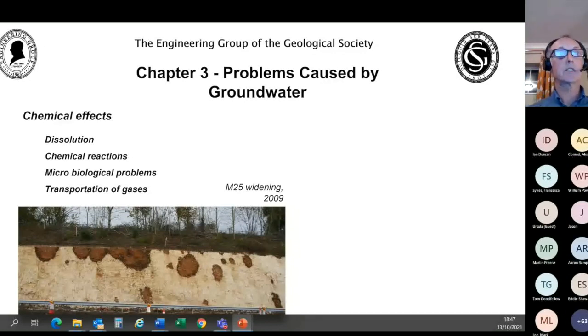I dare say many of us can remember driving around the north side of the M25 about 10 years ago and seeing the spotty chalk slopes. These were an extraordinary lesson in engineering geology just to look at them.